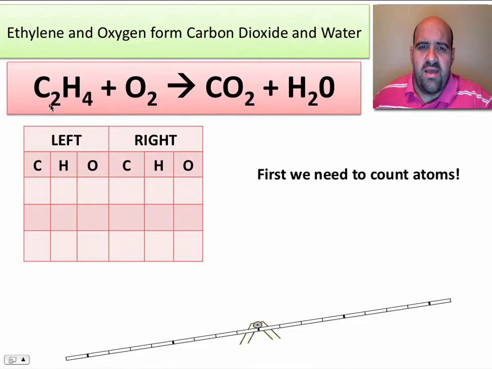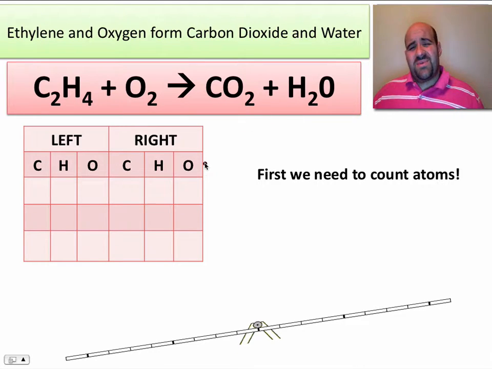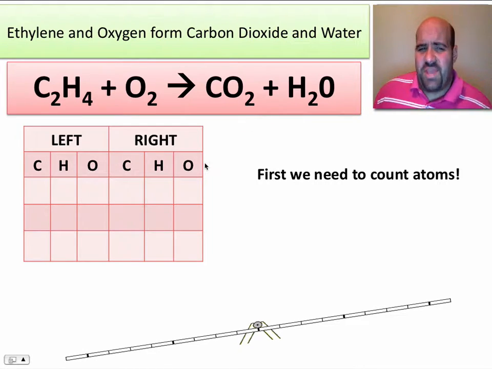Carbon, we have 2 on the left. How many on the right? Well, only 1, because this 2 only applies to the oxygen. Hydrogen, we have 4. Over here, only 2. So we see this equation already isn't balanced, and we're going to have to change some things.